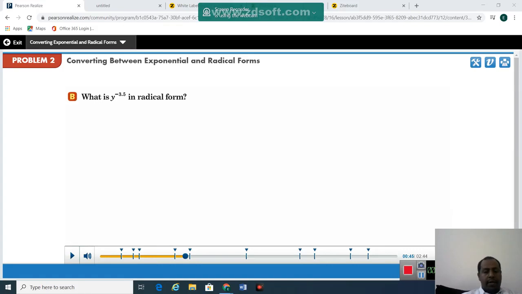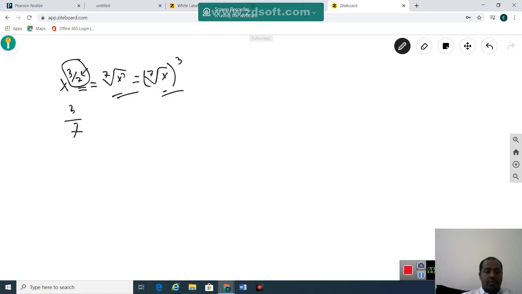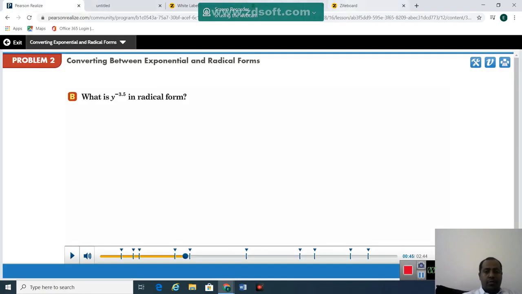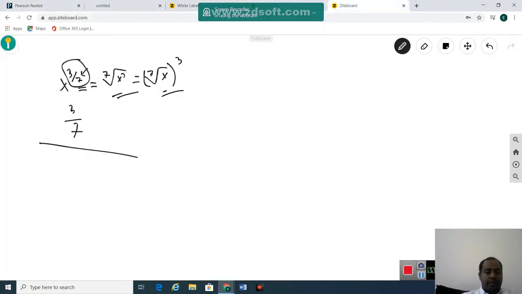Okay, the next problem is y to the power of negative 3.5 in radical form. This is a little bit different from part A. In part A, the exponent is rational, but in part B, the exponent is decimal. It's not rational. So let's see how we are going to convert the decimal exponent to radical form.